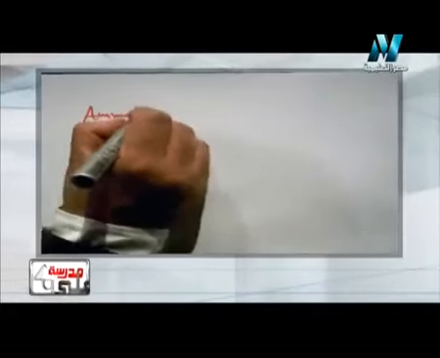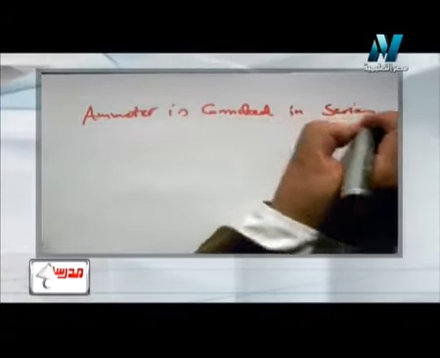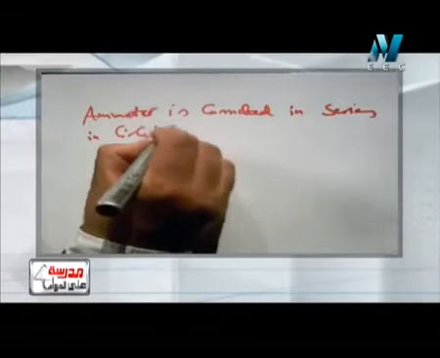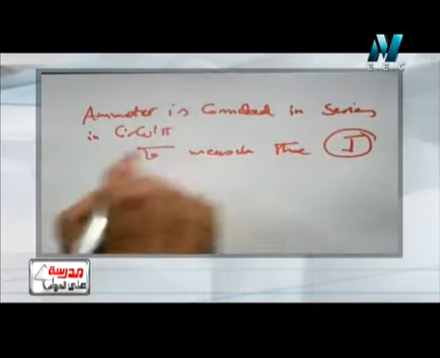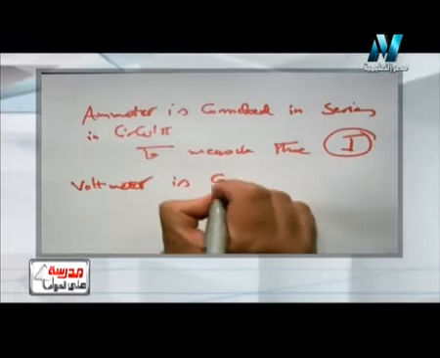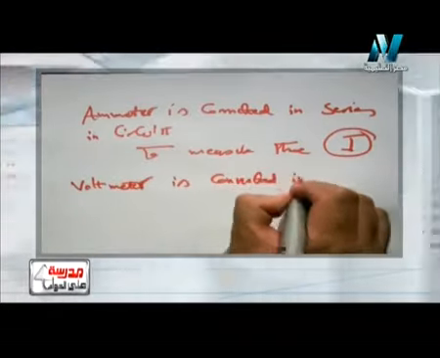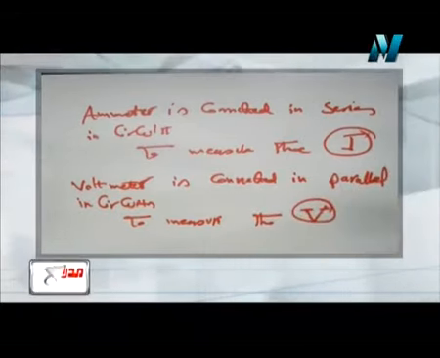The ammeter is connected in the circuit to measure the electric current intensity, as we know. And the voltmeter is connected in parallel in circuits to measure the potential difference.